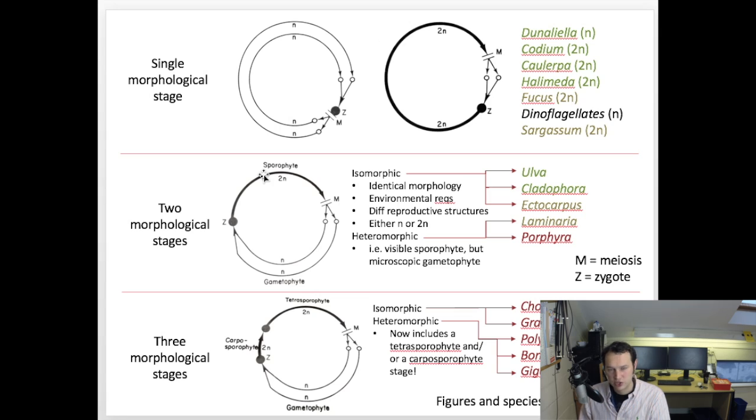Now, isomorphic strategies are basically identical morphologies in the two stages, and identical environmental requirements for most species, but they have different reproductive structures, and they may be haploid or diploid, depending on what's going on in the two stages. So at the cytological level, the cellular level, they are different, but at a morphological level, they are not. Heteromorphic means very different in the two stages.